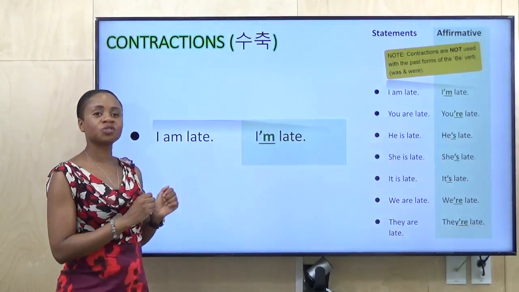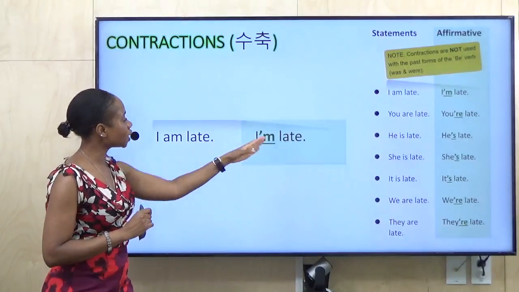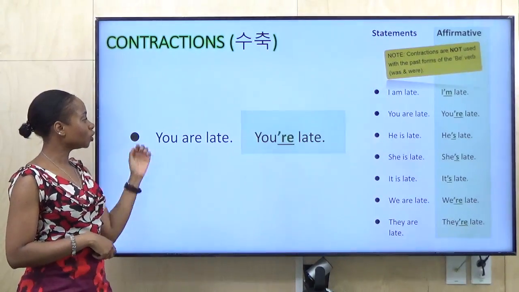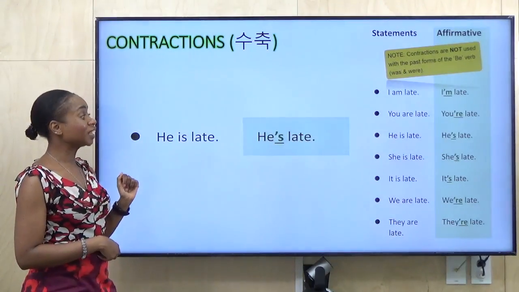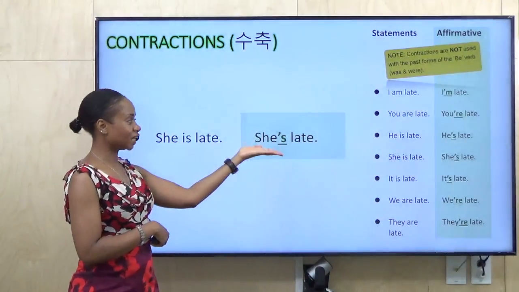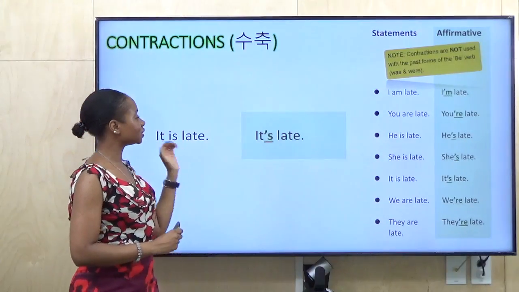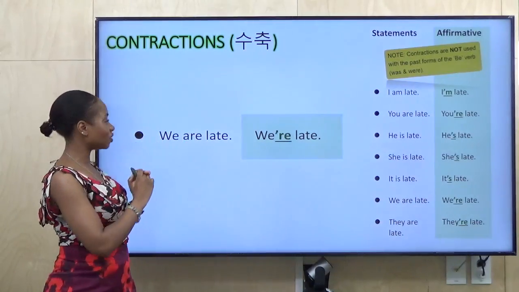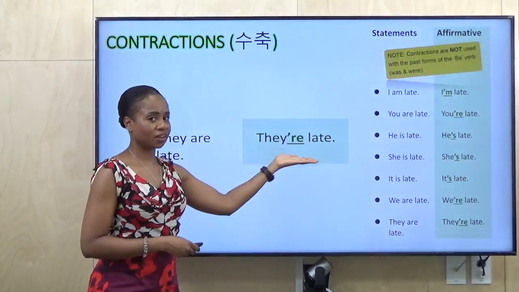So to say I'm, we use a contraction. It means that we get rid of A, bye-bye A, and we put a little apostrophe and M. So instead of I am late, we will say I'm late. Let's look at the next one. For you, we take you and R and we put them together and it turns into you're late. Okay? What about for he? He, we put he and is together and it becomes he's late. Oh, she's late. Okay? It, we put an apostrophe, so bye-bye I, and just put an S. Instead of it is late, we just say it's late. We are, we put we and are together, and we say we're late. They are late turns into they're late.